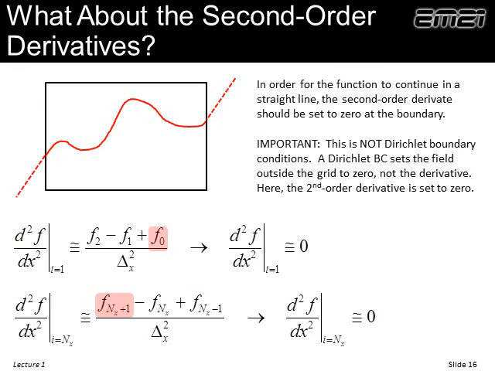And what about the second order derivatives? Well, if the first derivative is a constant and the second order derivative is the derivative of the first order derivative, we get 0. So in order to enforce Neumann boundary conditions, which says the first order derivative is a constant, then the second order derivatives are forced to 0 at the boundary.